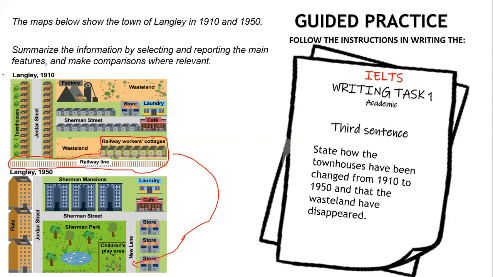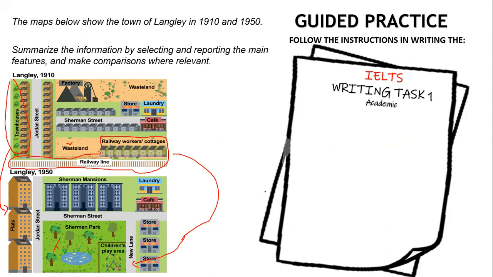So as you can see, these are the townhouses. All right. It has disappeared. No, it has been changed. To what? Bigger apartment blocks, or flats. So flats here, maybe a 5-story building. All right. And that the wasteland have disappeared. So no more wasteland here after 4 decades. That's your third sentence. Okay, so only 3 sentences, all right?